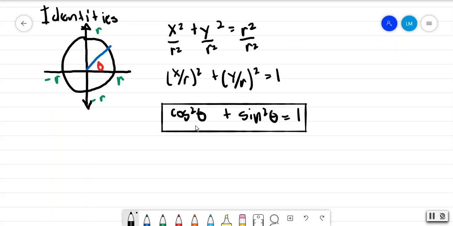Another thing that we could probably do here is, because we have that with the original graph, we have x squared plus y squared equals r squared. So instead of dividing by r squared, what if we divided by x squared? If we divided by x squared, basically that would give us tangent squared theta plus 1 equals secant squared.